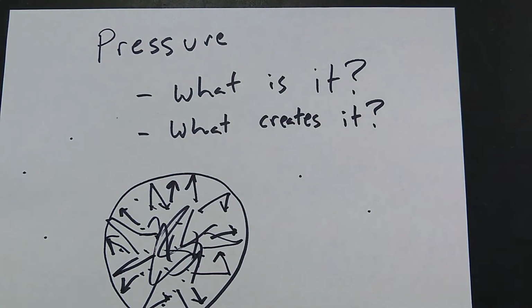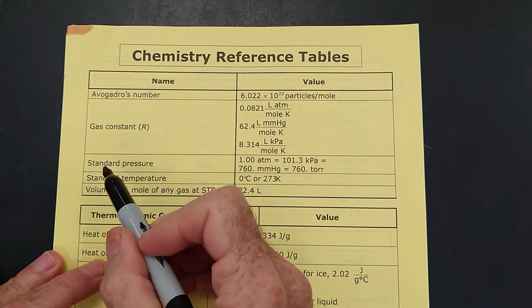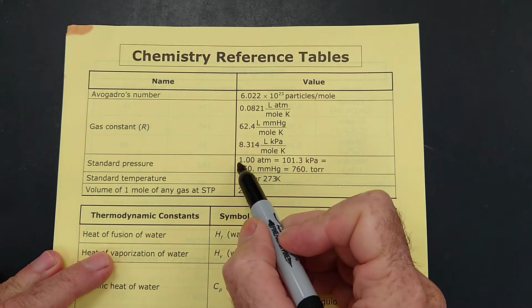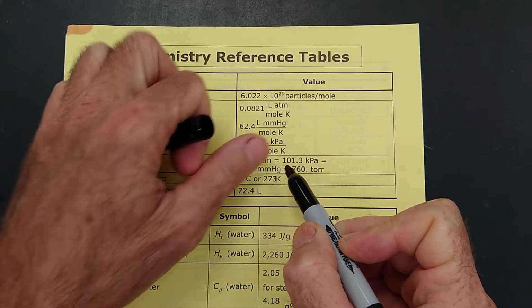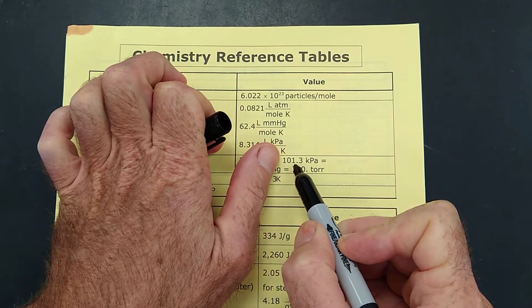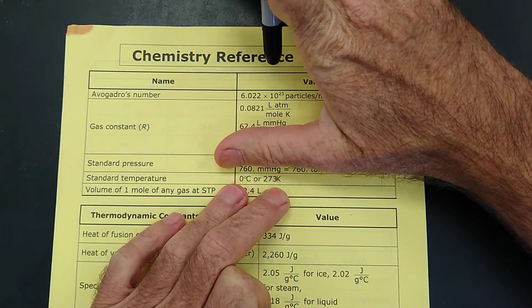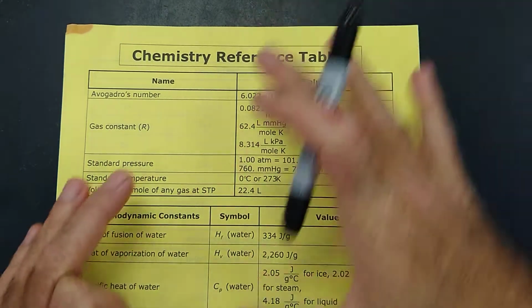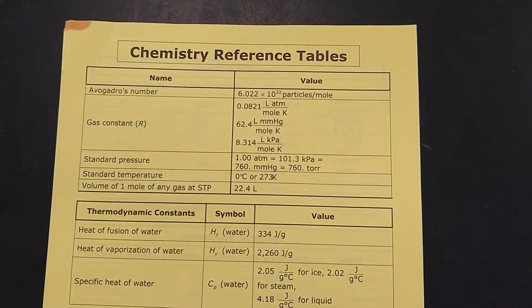Now, wait a minute. You look on your tables, on page 1, you'll see that when we talk about pressure, or the standard pressure in the room, we can call that 1 atmosphere, or we could call the standard pressure in the room 101.3 kilopascals, or we could call the standard pressure in the room 760 millimeters of mercury. They're all the same thing. It just depends on what instrument we're using.